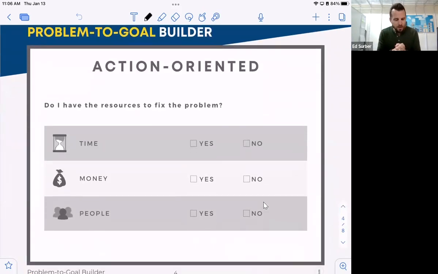The action-oriented. This is specifically, can you put action against the actual solutions that you come up with in your problem solving? It's really three things. Do we have the time? Do we have the money? And do we have the people? Very simple yes or no question. It will help get you and the team focused on the ability to solve the problem you're going after. And if you answer no to any of these, it doesn't mean that you can't solve the problem. It just means that you're going to have some constraints when you get into your solution implementation.